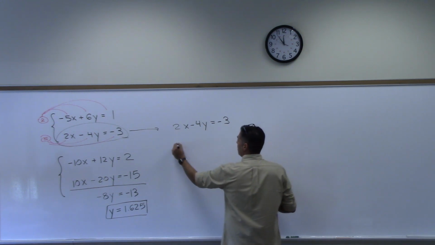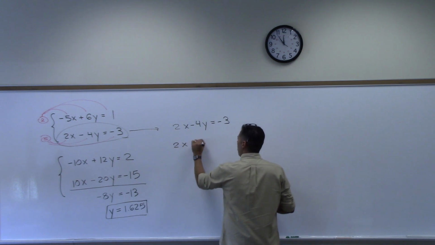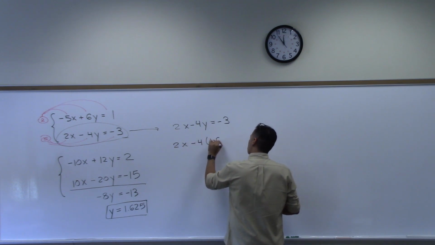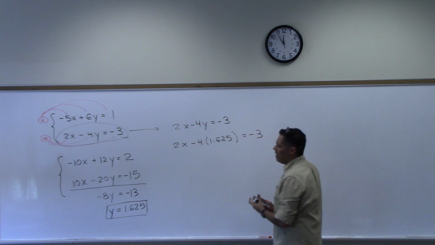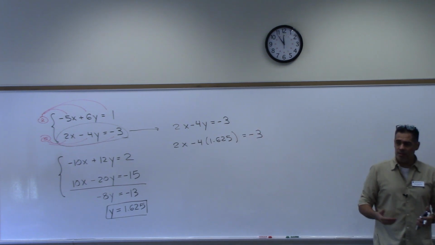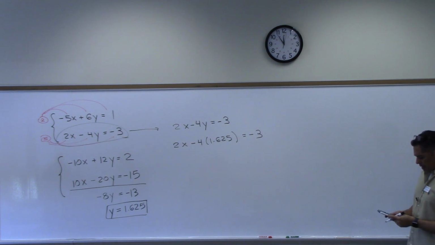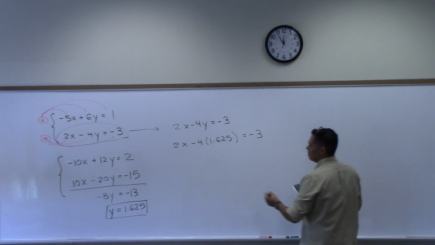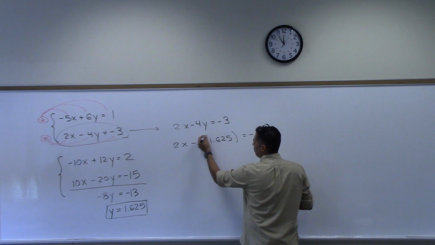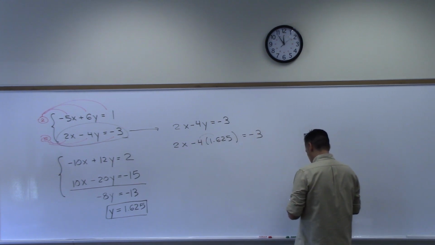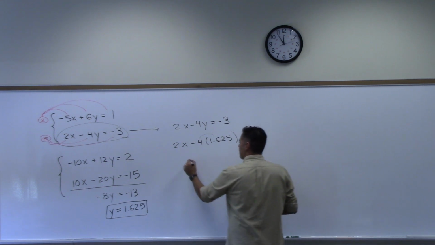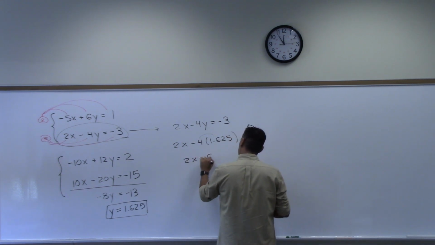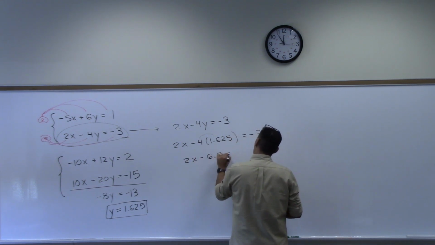Replacing the y, not the x, replacing the y with 1.625 and equals negative 3. So just make sure that when you solve this equation, you do things in the proper order. I first have to take 4, or negative 4, however you want to look at it, multiply it times that. So this becomes 2x take away 6.5 equals negative 3.